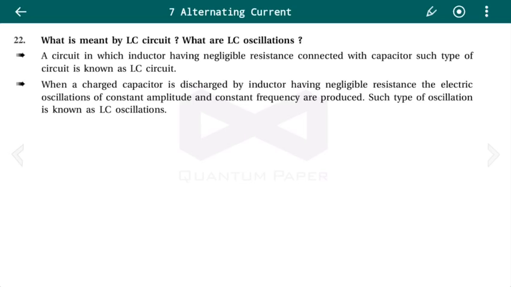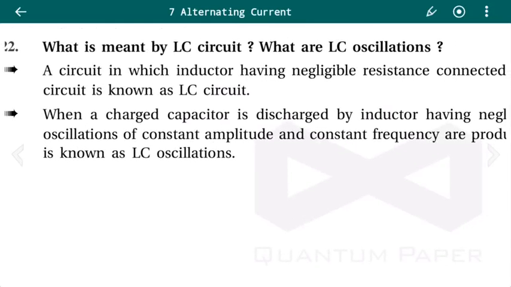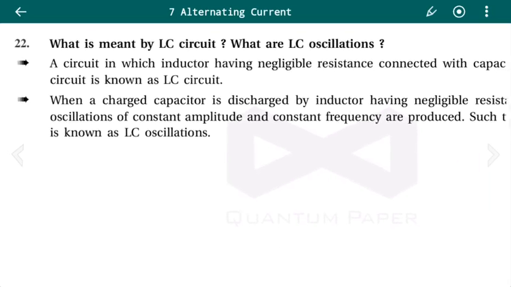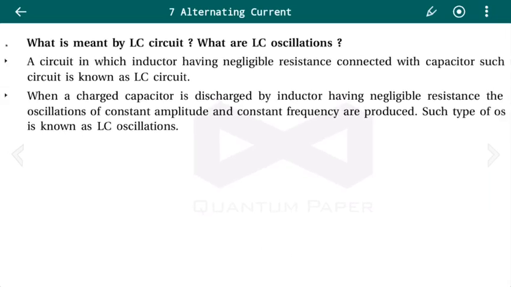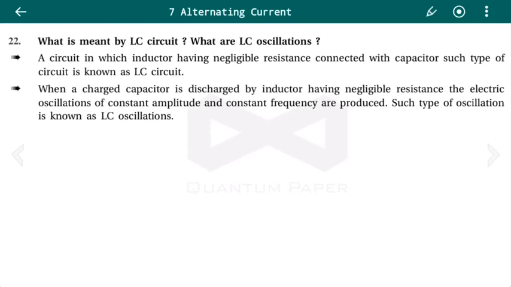First of all, let us understand what is meant by LC circuit and what are LC oscillations. The name clearly suggests itself: LC circuit means the inductor and the capacitor are connected. So we can say a circuit in which an inductor having negligible resistance is connected with a capacitor, such type of circuit is known as LC circuit.